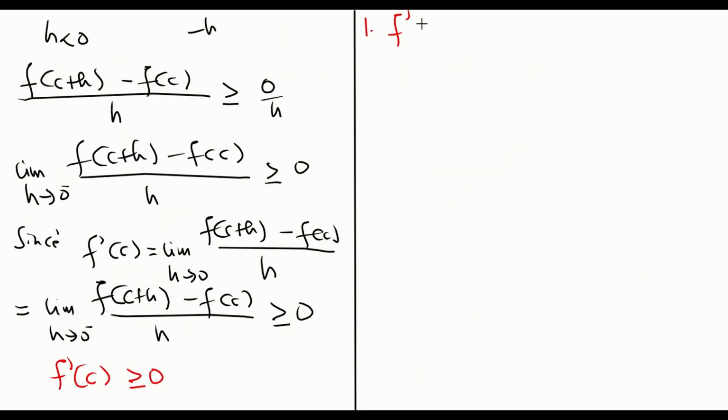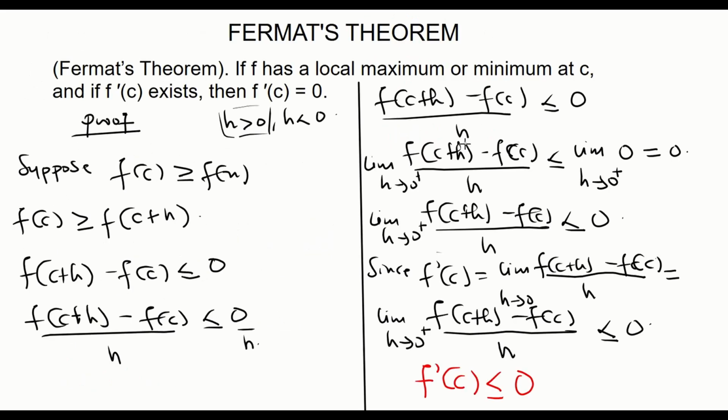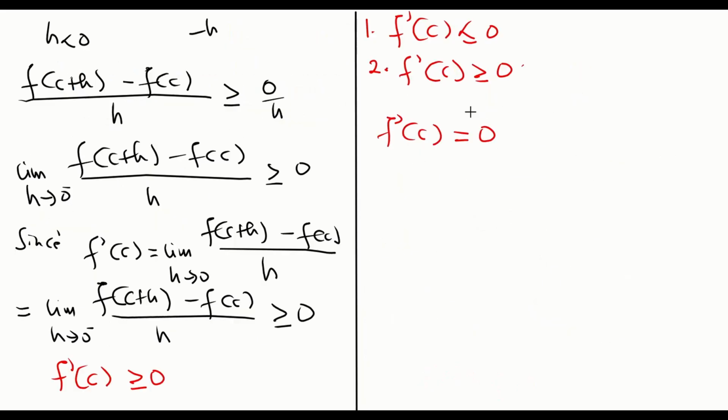We are first having that the first derivative of the function at c is less than or equal to 0, and at the same time the first derivative of the function at c is also greater than or equal to 0. And since both of these two conditions must be true, then the only possibility is that f prime of the function at c should be equal to 0. That is what the Fermat theorem is saying. It said that if f has a local maximum or minimum at c, and if f prime of c exists, then f prime of the function at c should be equal to 0.